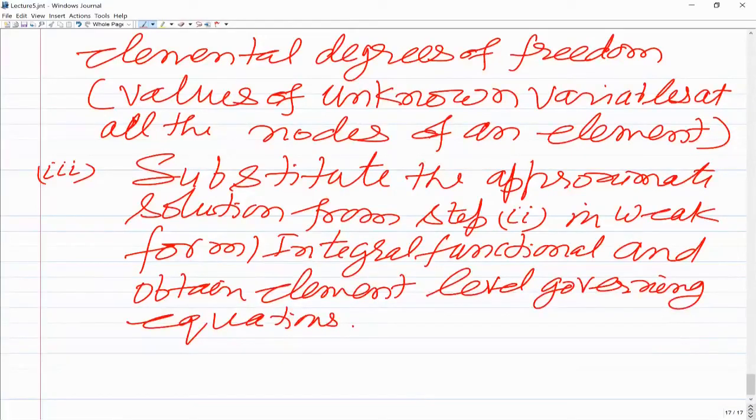So this is where I want to stop today, and next class we will start actually developing the element level governing equations. I will take the two noded truss element and show you exactly how to develop the element level governing equations, and then how to assemble the equations, how to impose the boundary condition, and how to solve. All that I will be discussing in the next class.